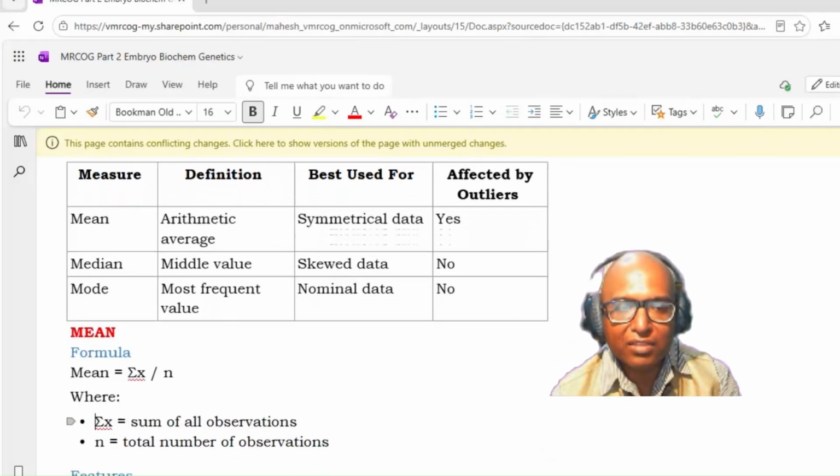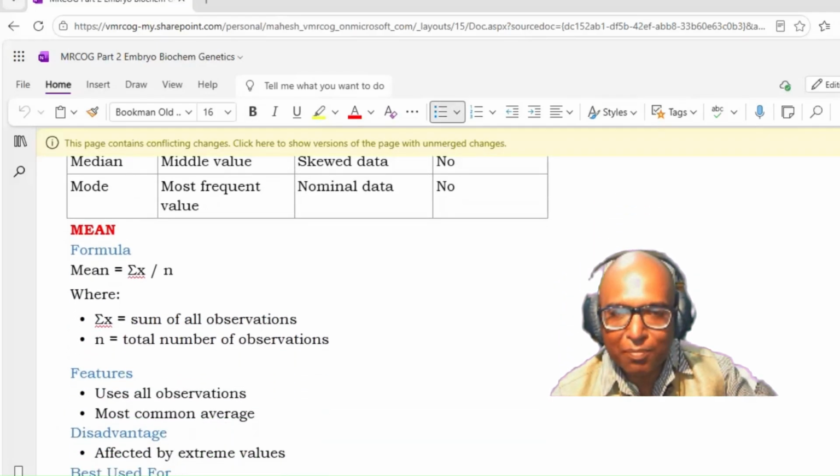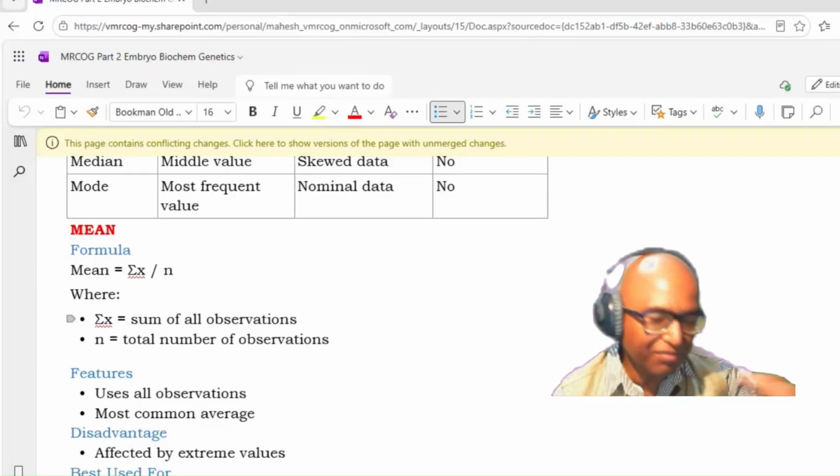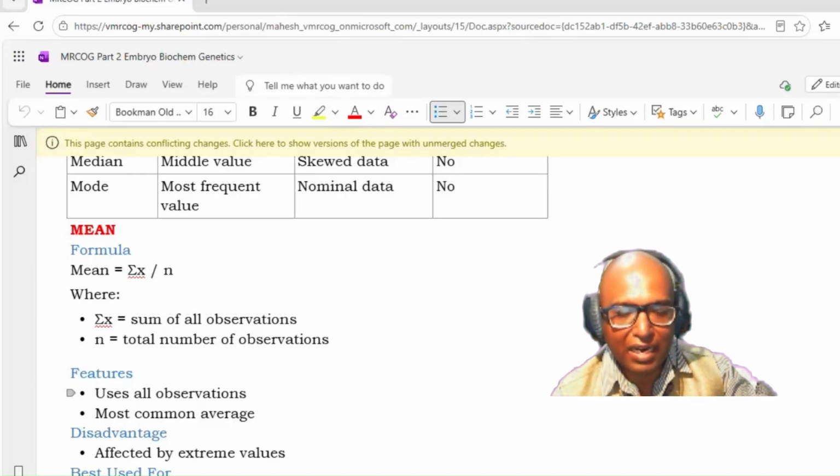Okay, so mean, what is the formula for the mean? It is sigma x divided by n, where sigma x is the sum of all observations. If you are given 10 observations, you will add all 10 observations and then divide by the number of observations, that is 10. So sigma x is the sum of all observations and n is the total number of observations. This is the arithmetic mean we are talking about. We will also see the types of the mean, and this formula is only for the arithmetic mean.